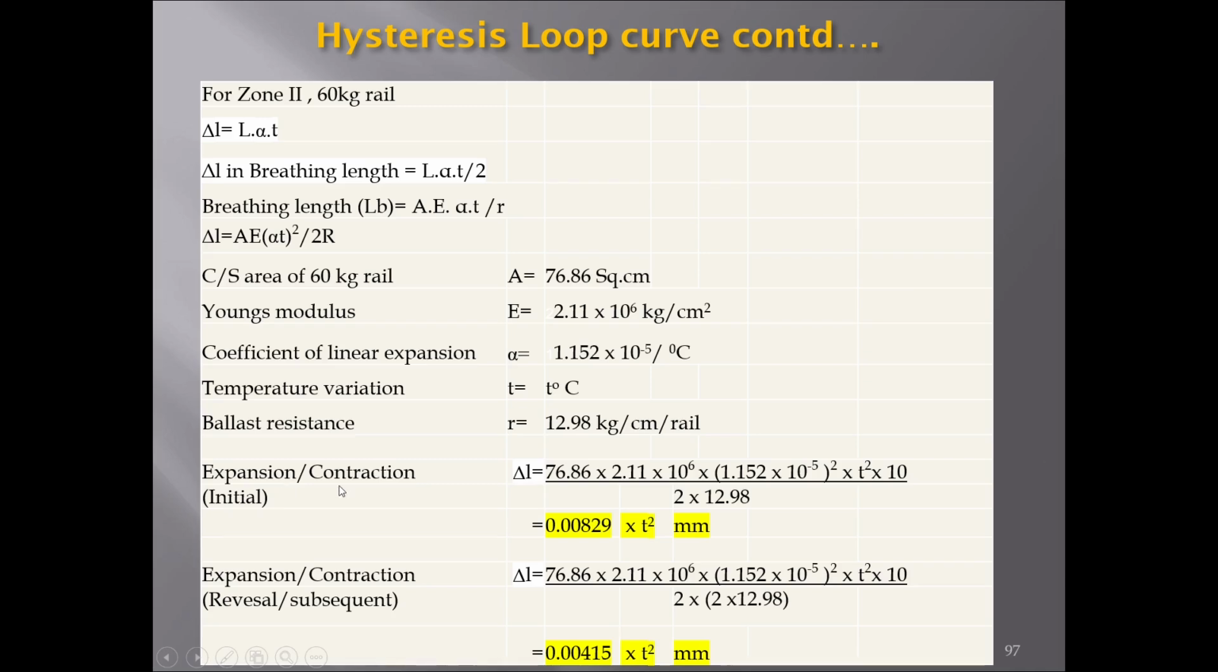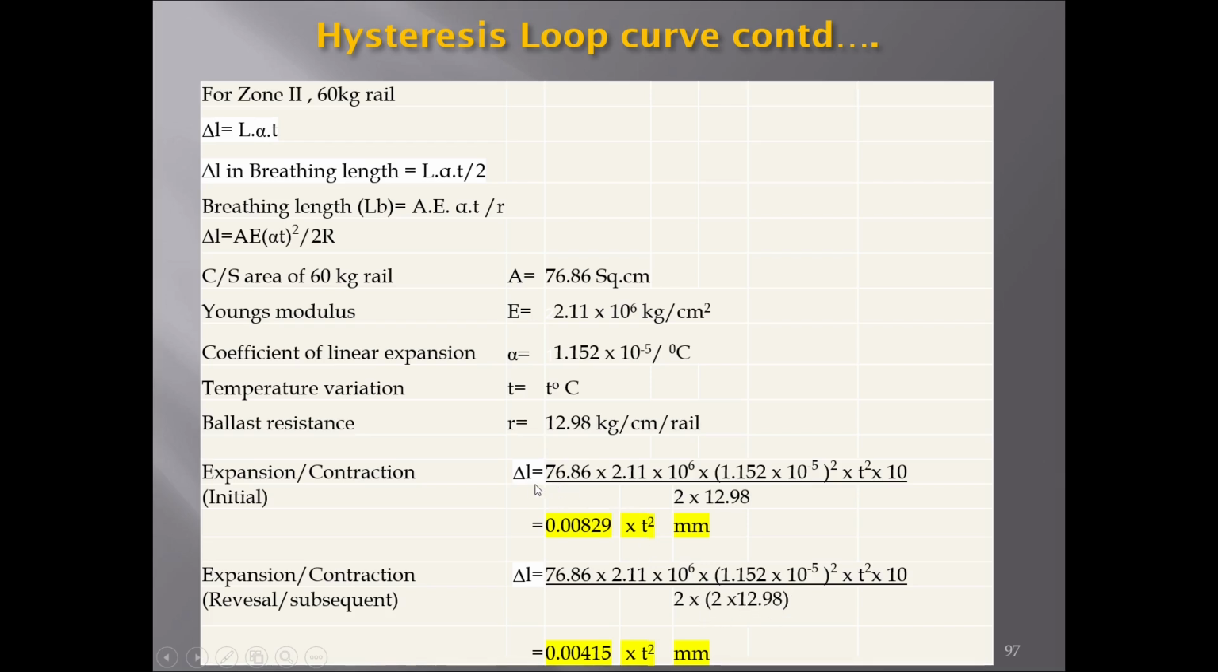Then expansion and contraction, initial. This I am working out for the second method, that means from TD to T minimum, then to T maximum, and finally coming back to T minimum. Here, from TD to T minimum initially, we use only the basic formula, A E alpha T squared divided by 2R. And the second is the modified formula, that means instead of R we put double the resistance, because subsequent expansion and contraction will take place with double the resistance only.